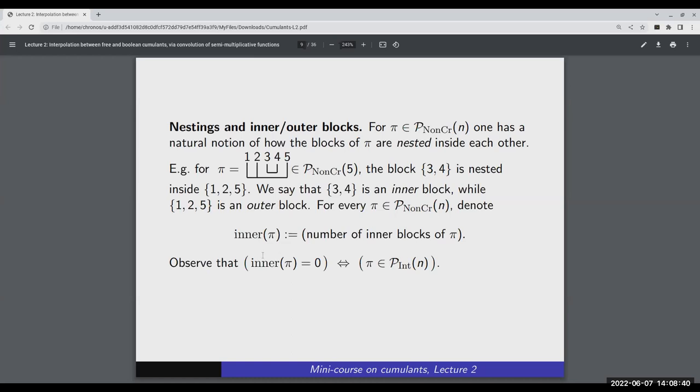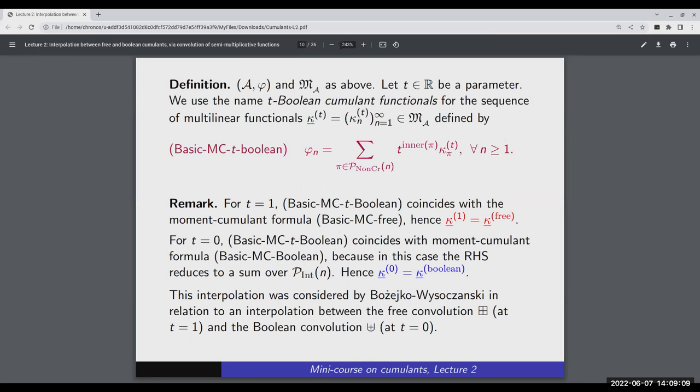It's convenient to give a name: inner of pi is the number of inner blocks. One trivial thing to note, but useful: when can inner of pi be zero? It means there are no inner blocks, so all the blocks are outer blocks, so there are no nestings. Therefore, it's exactly when pi is an interval partition. So interval partitions are described by requiring that inner of pi, the number of inner blocks, is zero.